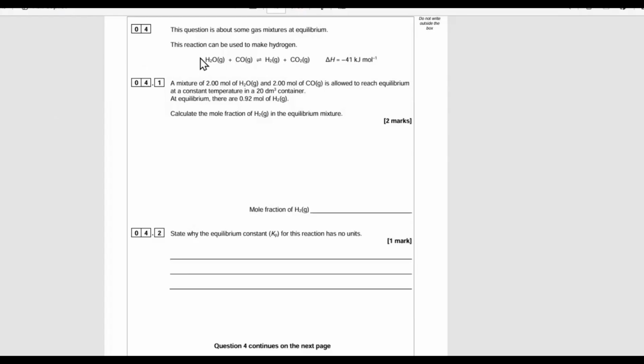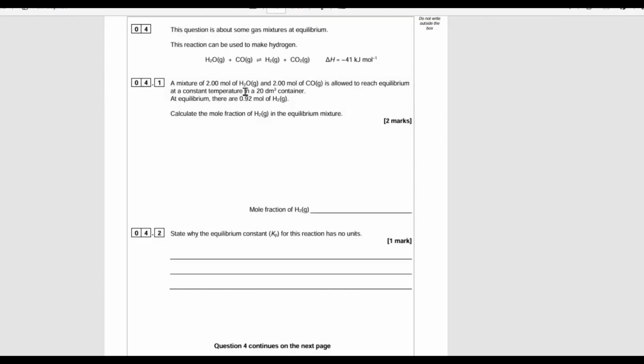Let's go. This question is about gas mixtures at equilibrium. The reaction can be used to make hydrogen. We've got water gaseous plus carbon monoxide gaseous, reversible symbol, hydrogen gaseous plus carbon dioxide gaseous as the products. We've got an enthalpy change for the reaction, which is minus 41 kilojoules per mole. Hopefully you know what the minus means.